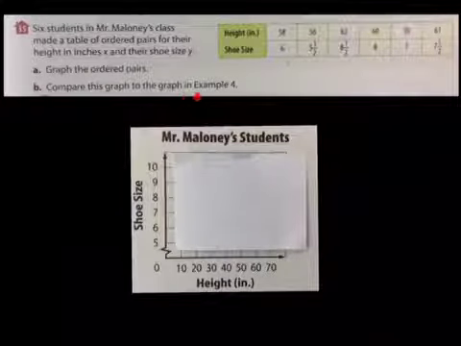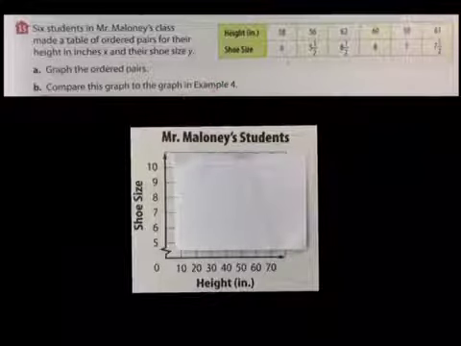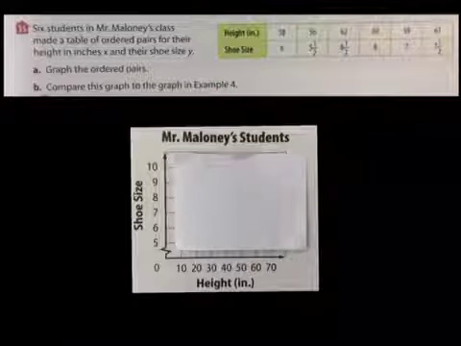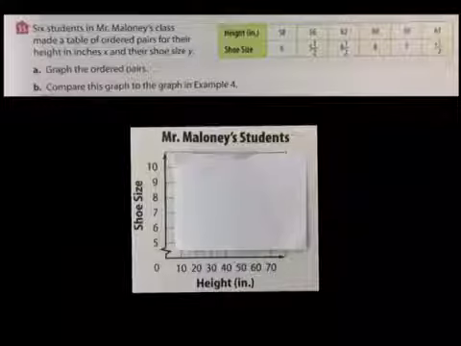You can ignore question B. Compare the graph to example 4. Don't worry about that. Let's continue on to question 36.